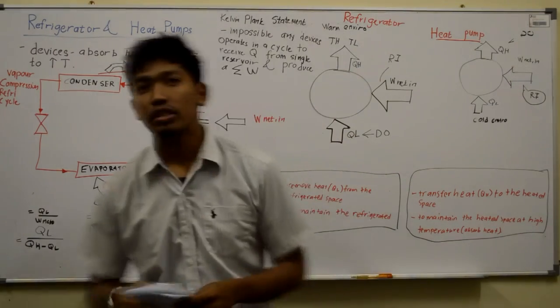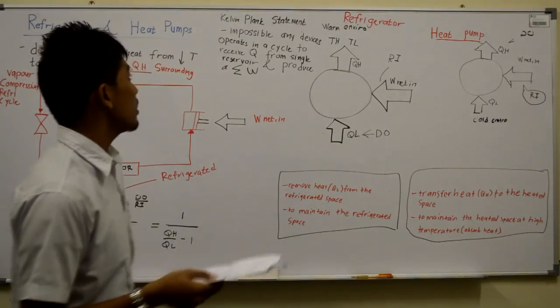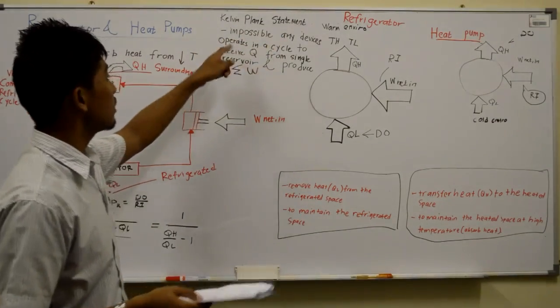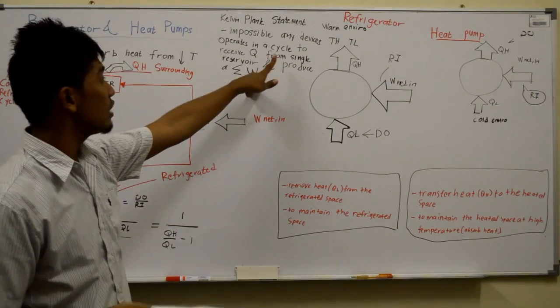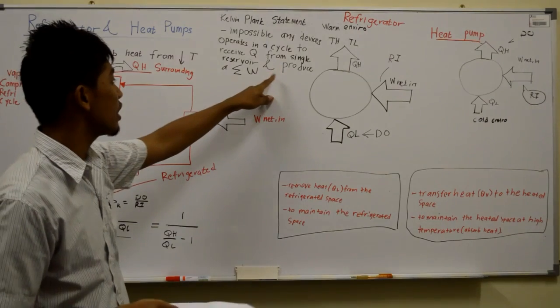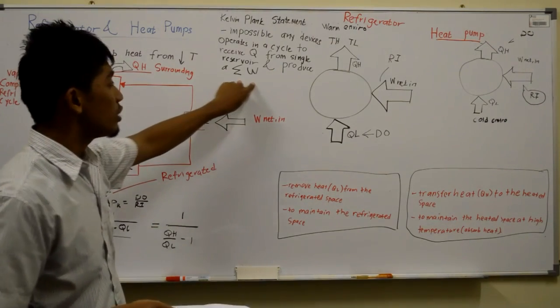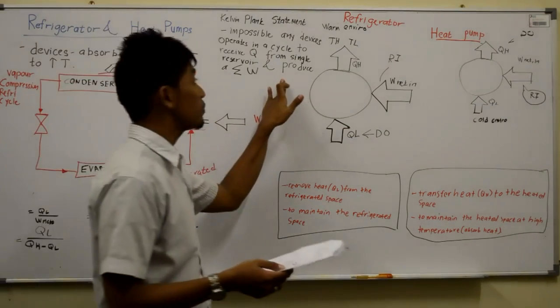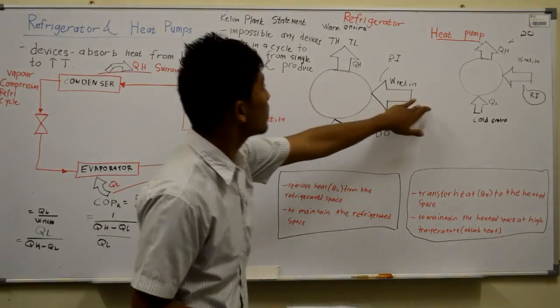Then I proceed to the second law of thermodynamics, and another statement, Kelvin-Planck's statement, states it is impossible for any device operating in a cycle to receive heat from a single reservoir and produce net work. Then this is the application for the refrigerator and heat pump.